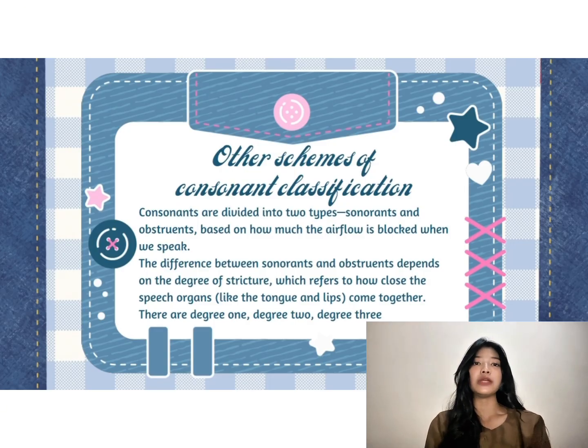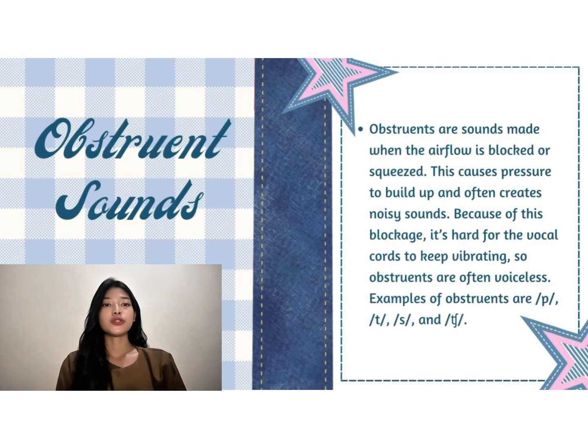The key concept here is the degree of stricture, which refers to how close the speech organs, like the tongue and lip, come together. There are different degrees, degree 1, degree 2, and degree 3, depending on how narrow the passage becomes. Let's start with obstruents.